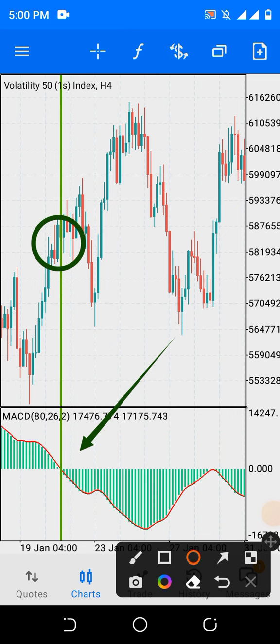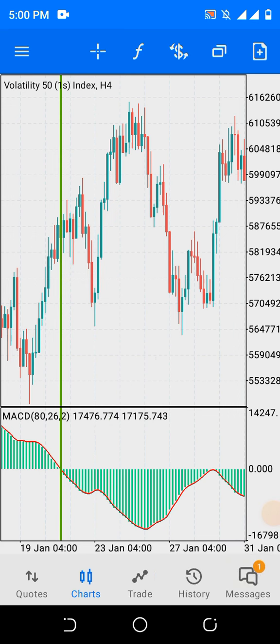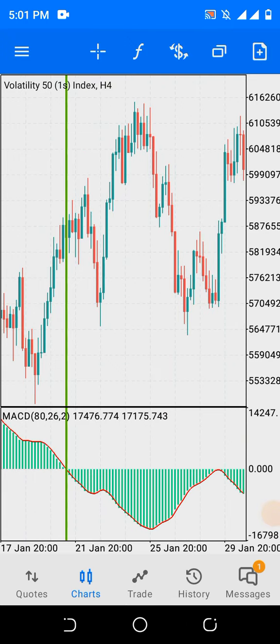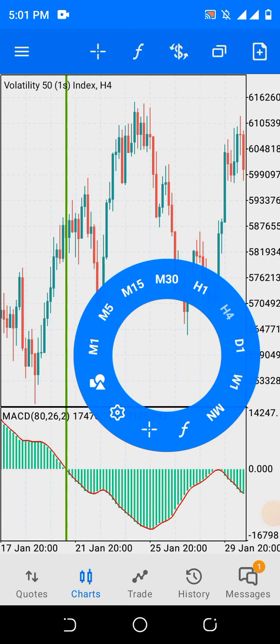So this is a 4-hour time frame. We use it to analyze the market. From this green vertical line is an uptrend. Now let's go to the 15 minutes time frame where we will be making our entry.